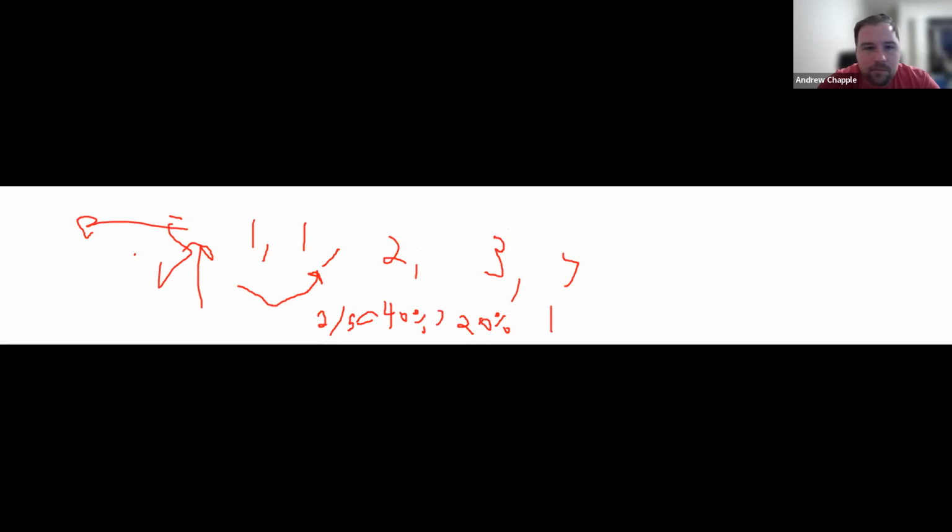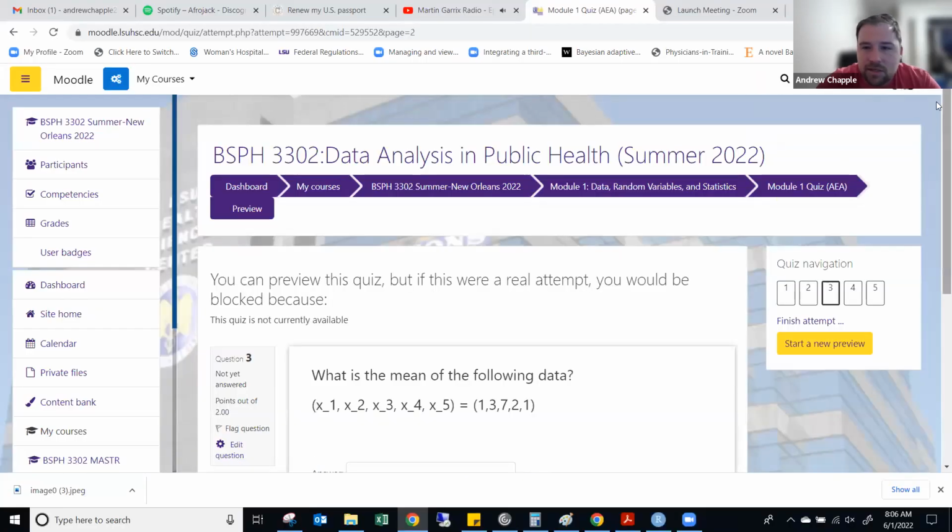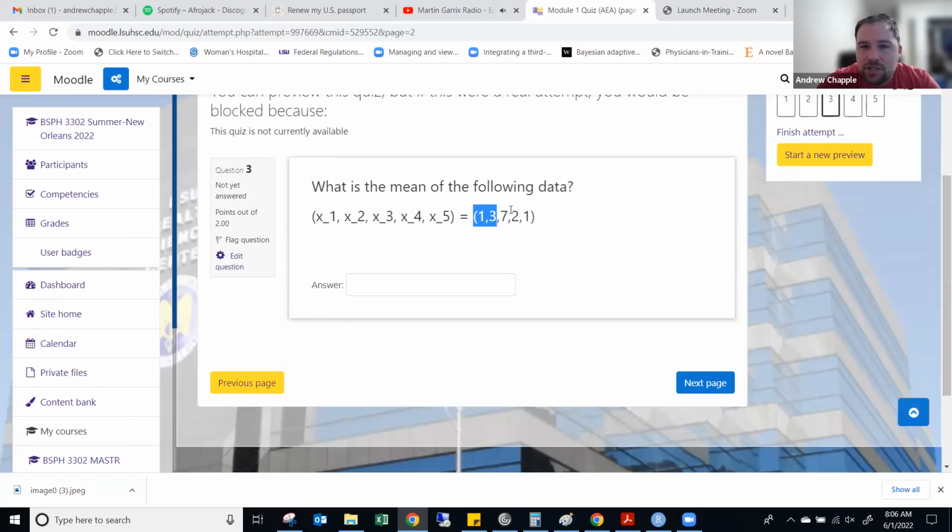Okay, third problem. What is the mean of the data? Here you just add it up and average it. So the addition is 7 plus 3 is 10, plus 4, that'd be 14. So it's 14 over 5, which is the mean of this data.